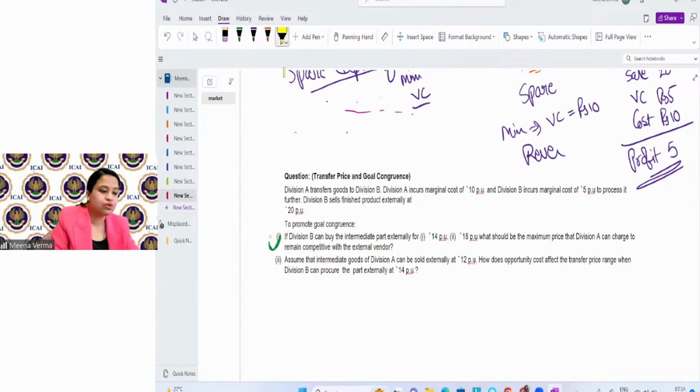Second one. So what is given here? If division B can buy the intermediate part externally for rupees 14 and rupees 18 per unit, what should be the maximum price that division A can charge to remain competitive with the external vendor?